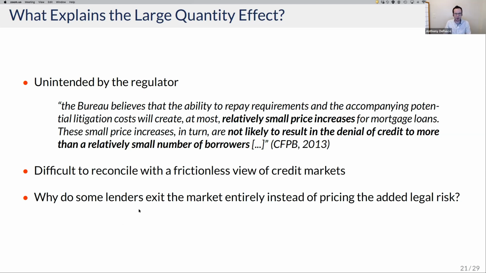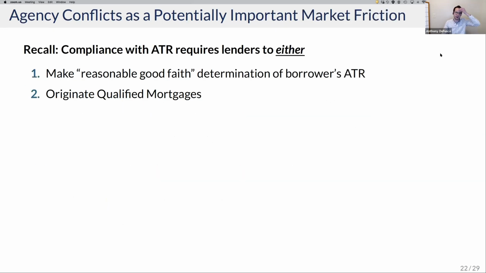So the question remains then, why do some lenders exit the market entirely, whereas others are content just pricing this and making the borrower pay for it? One potential explanation, if you think about the way this law works, remember I said that the law gives you 2 ways to comply with it. Either you can make a reasonable good faith determination that the borrower is going to be able to pay, meaning just do your due diligence and document that the borrower can pay, don't give out crazy loans that they won't be able to pay back, or only give out these qualified mortgages.